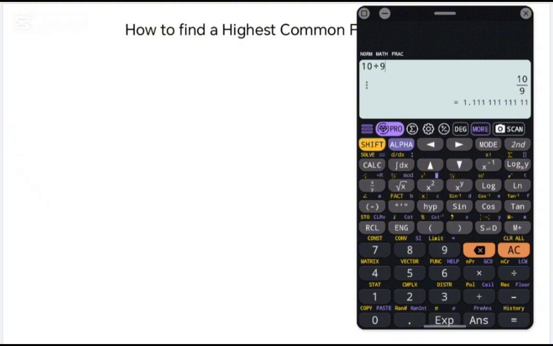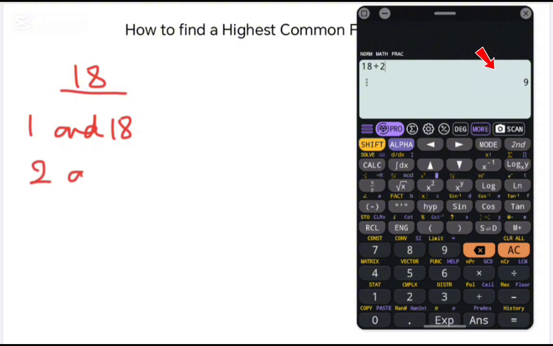So let's say our next number, for example, is 18. How can we find the factors of 18? To find the factors of 18, just take out your calculator and say 18 divided by 1, which means that 1 and 18 are factors. 1 and 18 are the factors of 18, and then divided by 2, I'm going to say 2 and 9 are factors, and then 3, when we divide by 3, it means that 3 and 6 are factors.